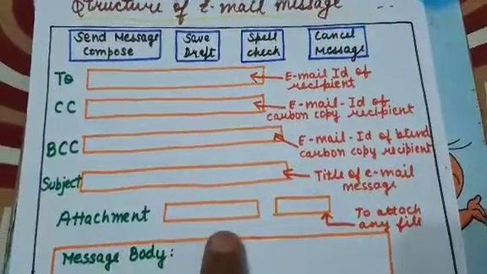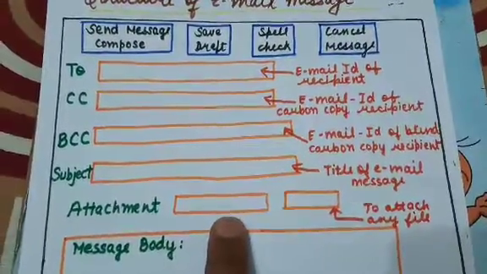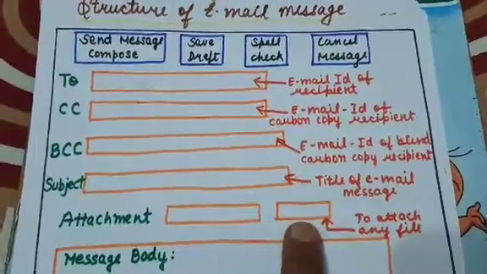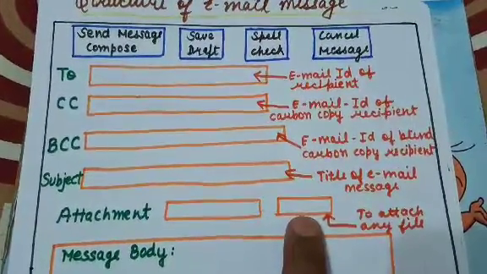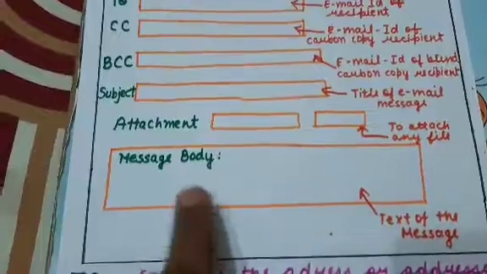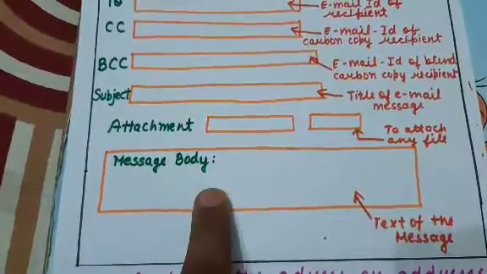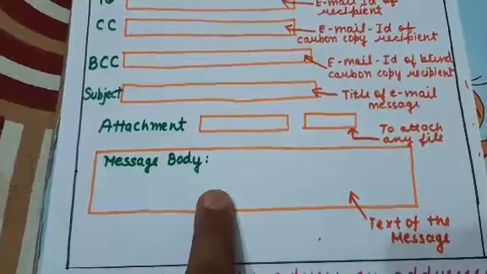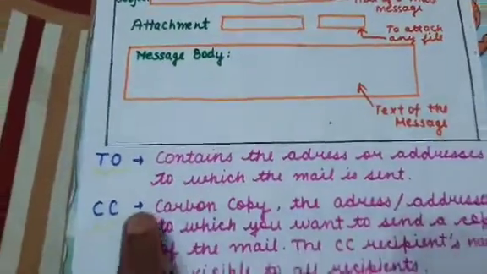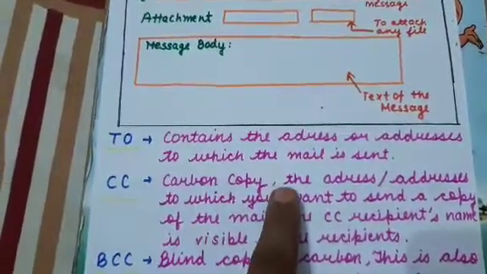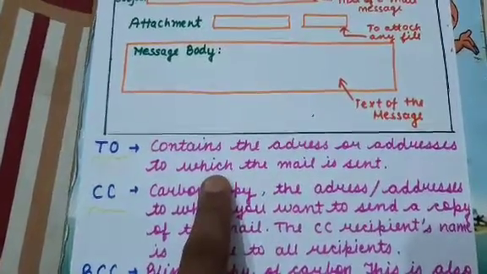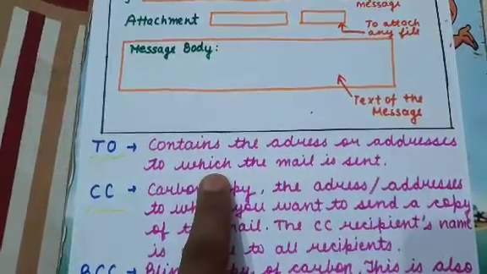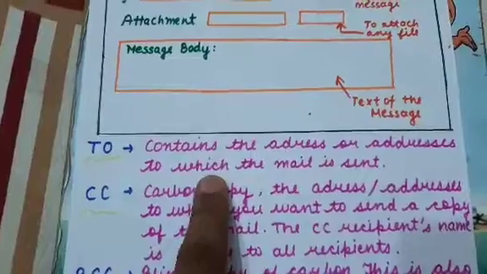Attachment, this box shows the name of the file to be attached, and this button is used to attach the file. Then the message body, this is the box that contains all the information you want to show. To contain the address of a number of recipients to which you want to send the mail.